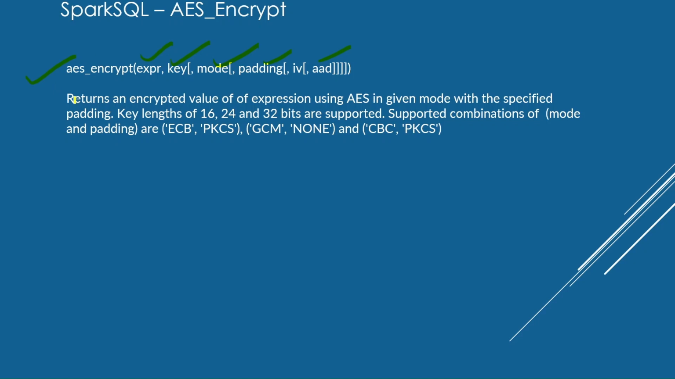What it is doing is, it returns an encrypted value of an expression using AES in the given mode. So the encryption type is AES with a specified padding. Whatever padding we give, based on that padding, it is going to encrypt the data. And the key based on which it is going to encrypt must be of 16, 24 or 32 bits in length.